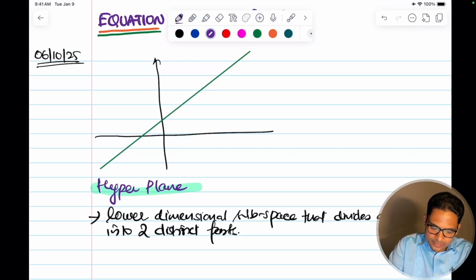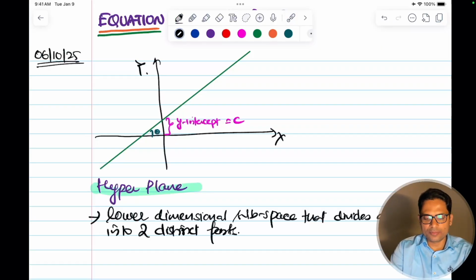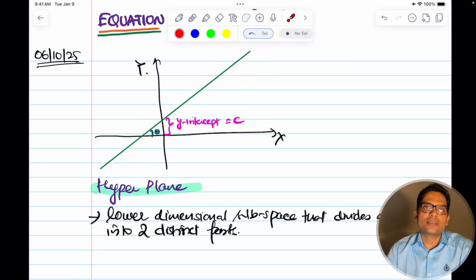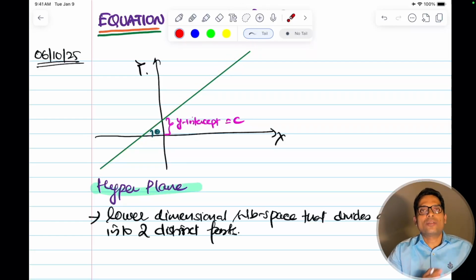Say this is theta, and this is the y-intercept, equal to some constant c, with the x-axis and y-axis. So this is a simplified view of a hyperplane. I'm just making you understand using this example, but the whole maths will follow from this understanding. I will not go into much detail, but this will give you an intuition of how the equation of a hyperplane and all the terms will be defined.